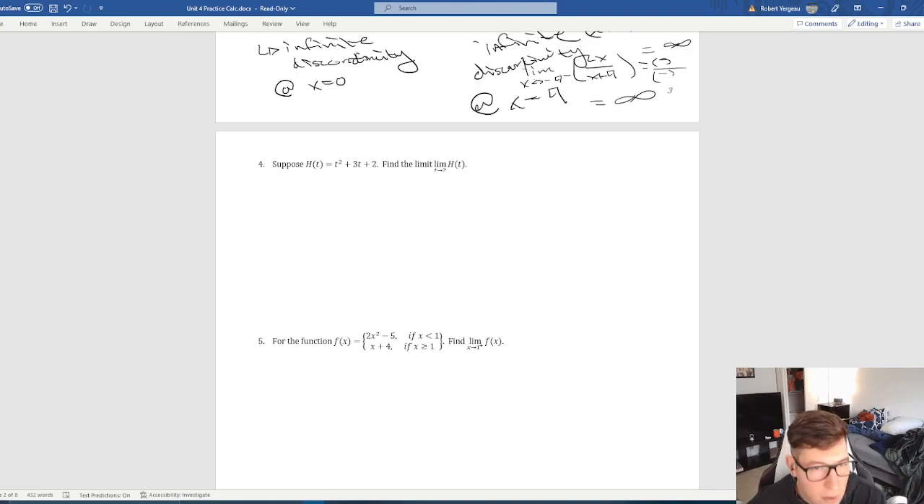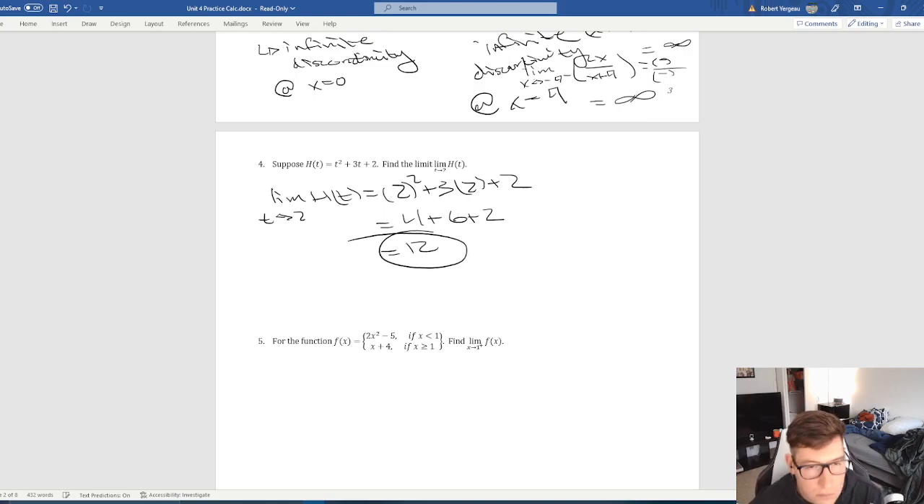And so really, when we're looking at this limit, how we calculate it, h of t is simply going to be 2 squared plus 3 times 2 plus 2. It's going to be 4 plus 6 plus 2. And so the limit is 12. Questions like this, I'm hoping we're not deceived by how simple they truly are. It is really just as simple as plugging in that value.